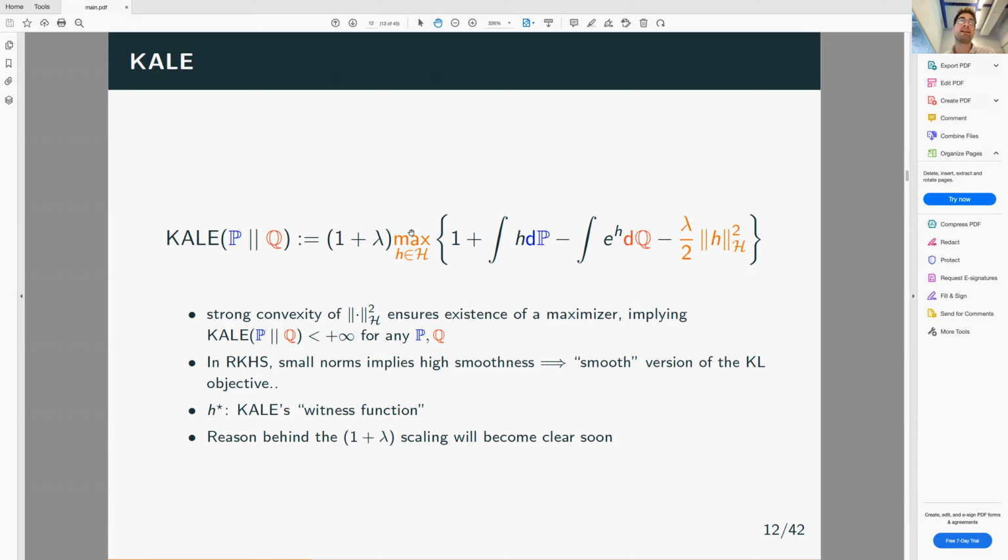Similarly to the KALE or to the MMD, we're going to call this optimum function the witness function. And we're going to see that the witness function kind of interpolates between the witness function of the KALE and the witness function of the MMD. The reason behind this 1 over 1 plus lambda scaling, that's kind of proportional, is going to be made clear soon.